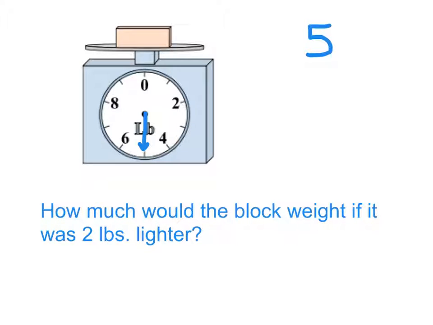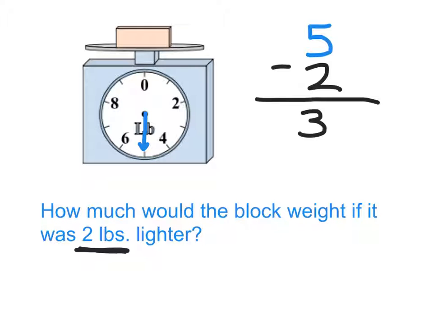Now we want to make this lighter, so that means we're taking away weight. So we're going to go back down to the question. It's asking us to make it 2 pounds lighter. So we're going to take away just 2 pounds. So we started with the 5. We're making it 2 pounds lighter, so we're getting rid of 2 pounds. And we have this simple math problem of 5 minus 2, which gives us our answer of 3. Again, we're still measuring in pounds, so I'm just going to put the LBS.